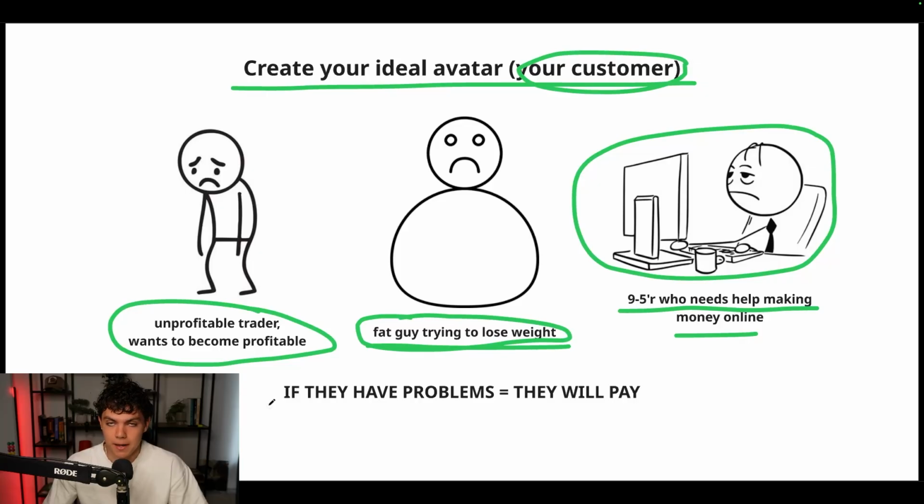You get the point. And you see this constant pattern with these avatars. They have problems, which means they're willing to pay. If they have problems, they're willing to pay. That's just how it goes, okay? Because people have problems. It's painful to have a problem. They want to get rid of that problem. It's painful, so they're willing to pay money and they're willing to learn from you, okay?